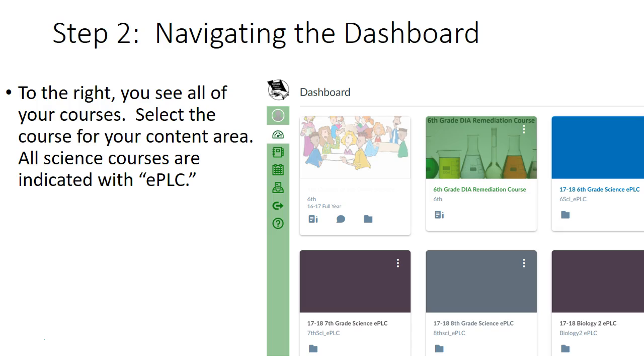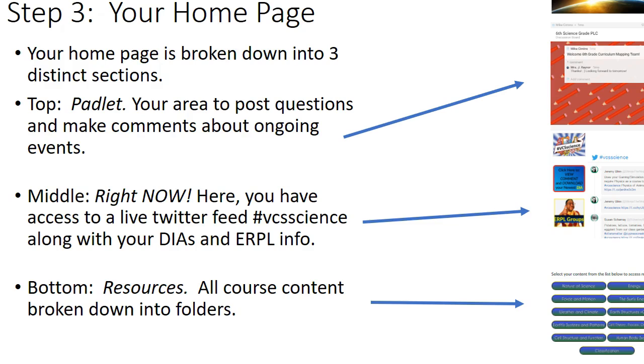But you can see to the right of your course, you'll see all of your courses. Select the course for your content area. All science courses are indicated with ePLC. I have links to every single one of them, so my dashboard's totally full. But if you only teach one course, you're not going to have many here to pick from unless you're connecting to other courses for other reasons, and there's plenty of reasons why. But that would be your dashboard in Canvas.